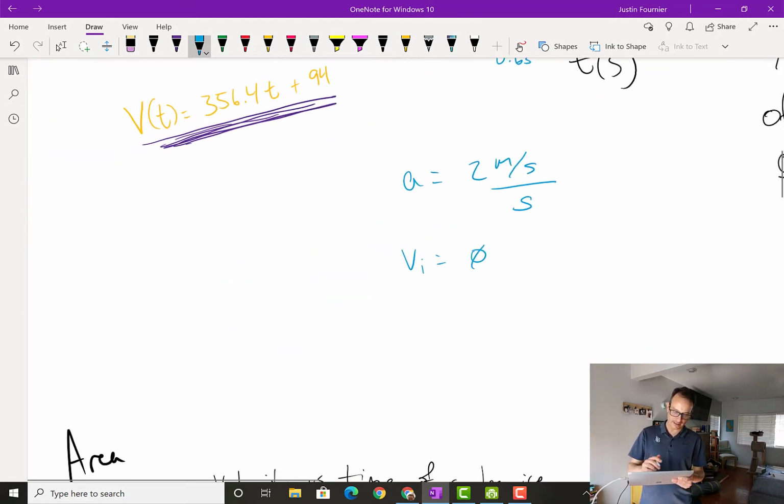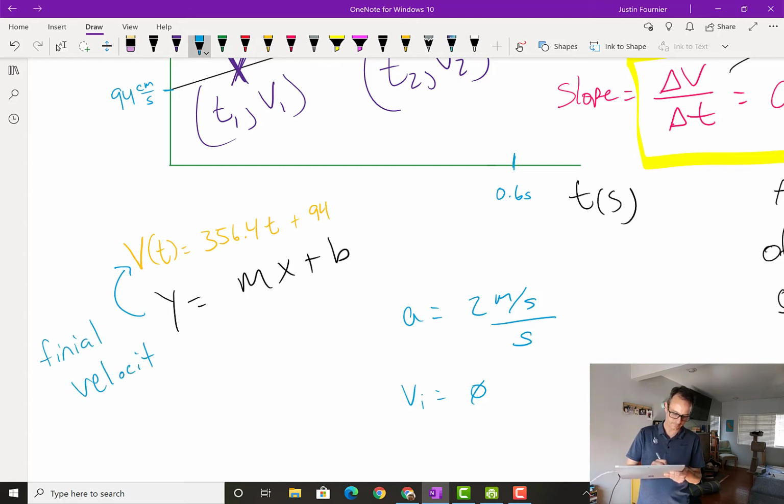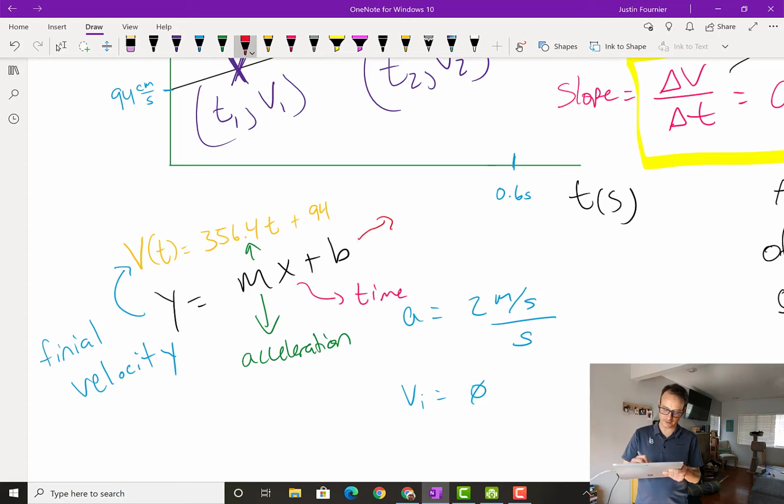Okay, the last thing I wanted to point out is this equation right here. So this is again in a general y equals mx plus b format, where this y value is telling us the final velocity. The slope gives us the acceleration. X is the variable time. And then b, like we said already, is the initial velocity.